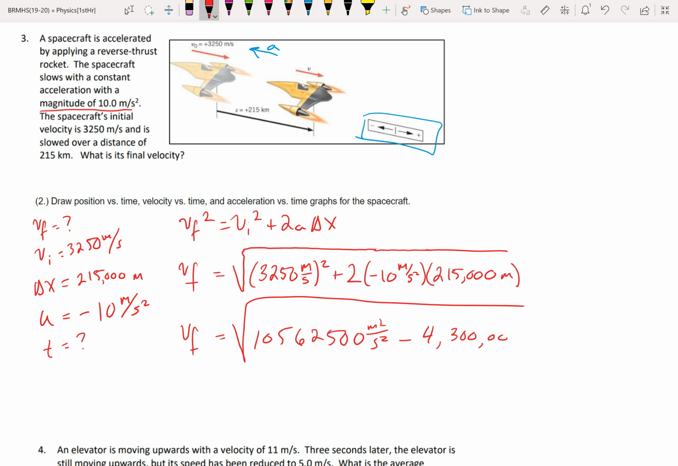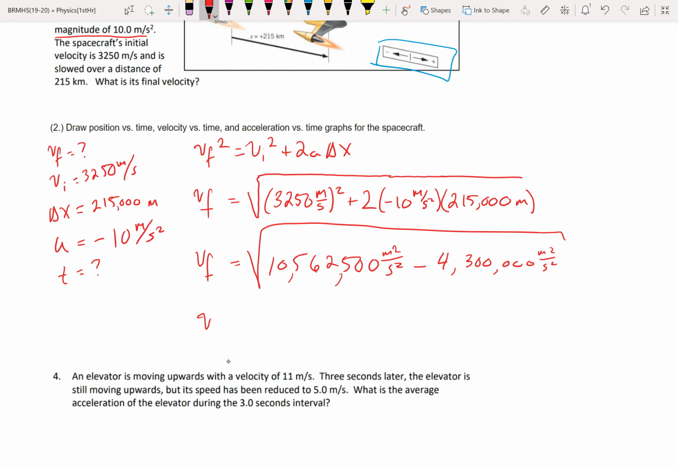And because it's being multiplied, I got meters squared over seconds squared. Meters squared per second squared. All right, so 10.5 million minus 4.3 million, square root of that. No problem. All right, so what is 10562? 10562, I'm using my calculator right now. That's why I'm not writing anything. Minus 4.3.